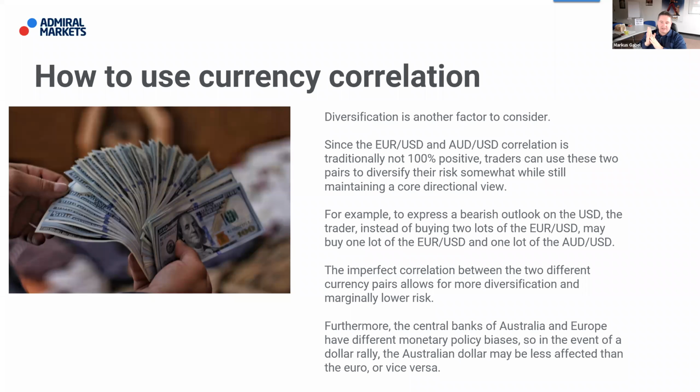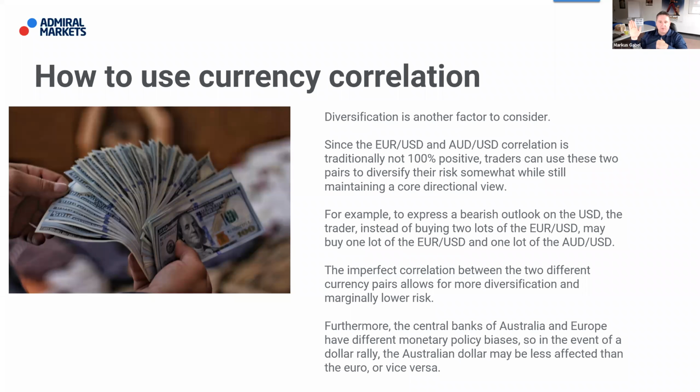So let's talk about diversification last minute. Since the Euro USD and Aussie USD correlation is traditionally not 100% positive, traders can use these two pairs to diversify the risk somewhat while still maintaining a core directional view. So if you have a weaker dollar, maybe you have increasing euro and increasing Aussie dollar, but not in 100% of all cases, of course not.